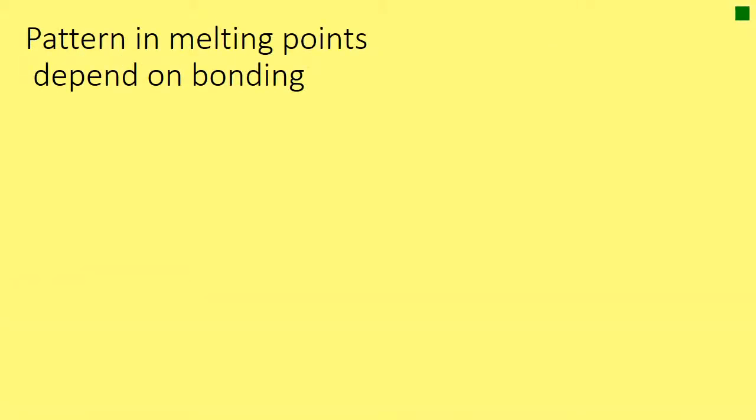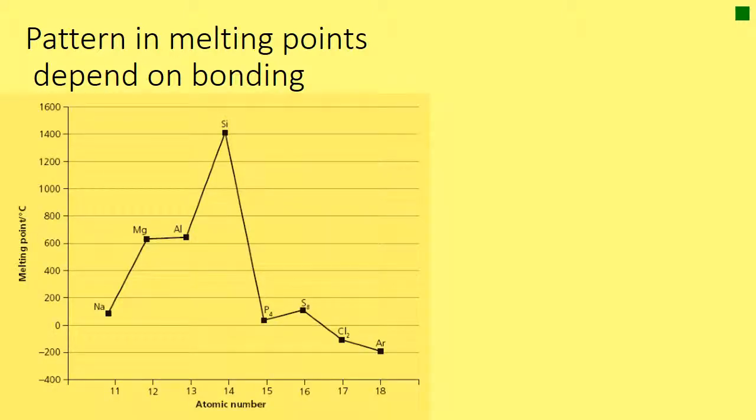Yes, and that trend, or in fact pattern, is the trend in melting points. And the pattern in the melting points and the boiling points depends on the bonding between the atoms in the element. Okay, so let's have a look at the chart that gives us the trend. This is melting points on the y-axis, and atomic number on the x-axis. So we're just going along the period in the same way, from sodium to argon again.